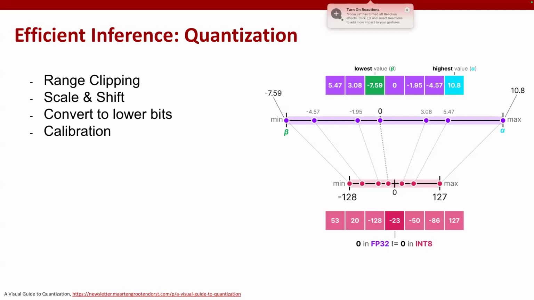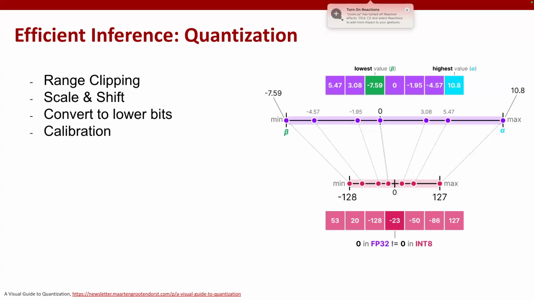Not sure if I need to go into detail about this, but the essential idea is that first you do some kind of range clipping. Given a set of weights, you first remove the outliers, you clip the outliers to a given range, and then you scale the weights to the range of the target bits. For example, if you are compressing 32 bits to an int8 model, then you will compress the range of the weights to -128 to 127.